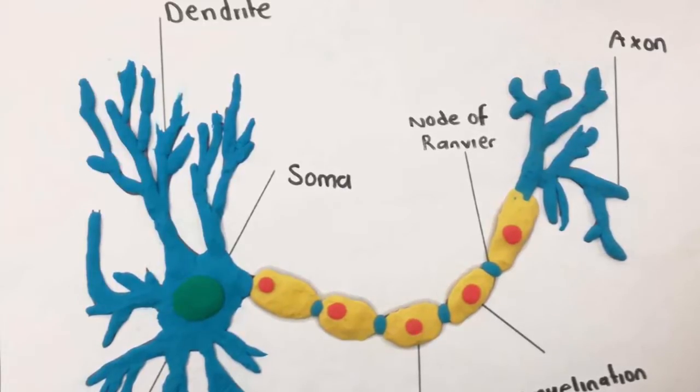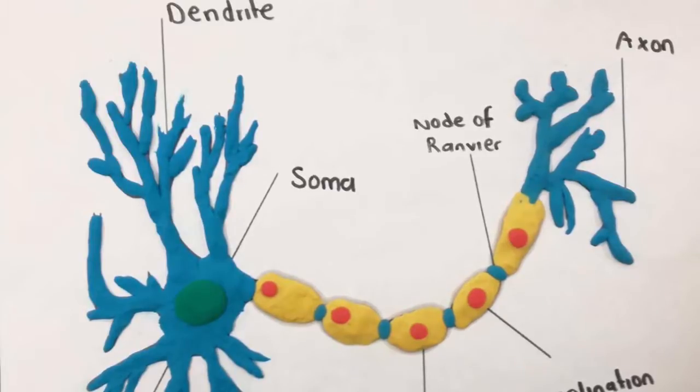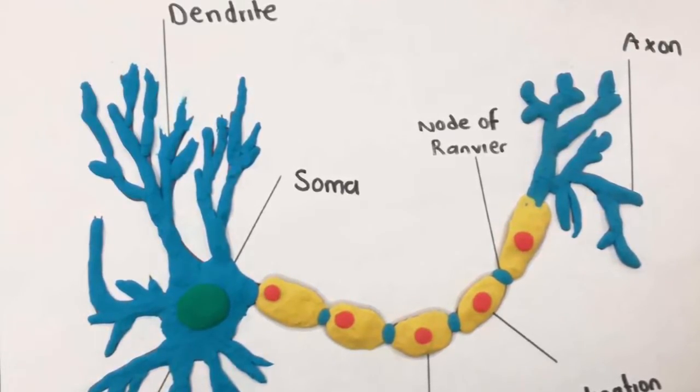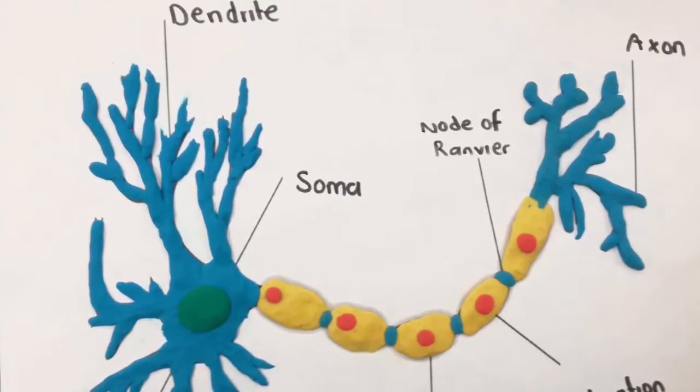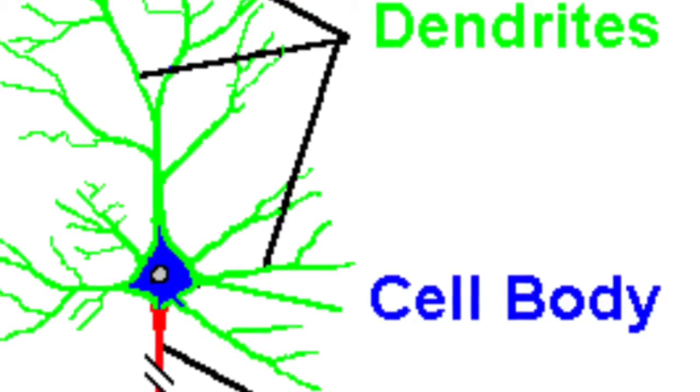Some important parts of the motor neurons that are important for their complete function are the dendrites, the soma, the nucleus, node of Ranvier, the axon, and the demyelination. Now I'm going to describe the three parts of a neuron.